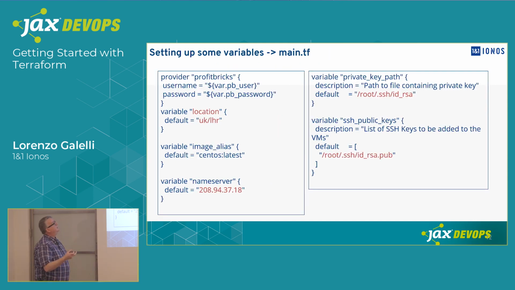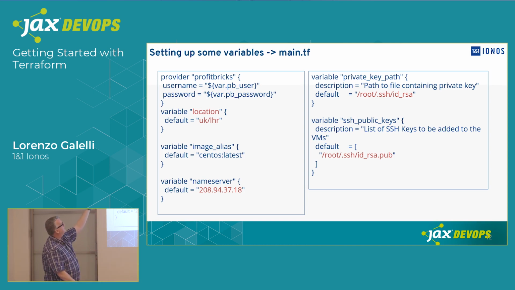Okay, so in the main TF file which I'm creating, I'm going to specify that I'm going to use the provider ProfitBricks, so it knows which module that I need to pull down to utilize. So that could be provider AWS, it could be provider whichever the provider is that you're using. Username and password for this provider is my PB user and PB password, which is from the variables configuration file.